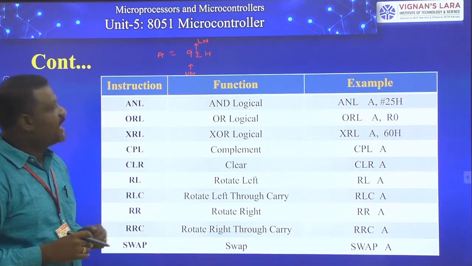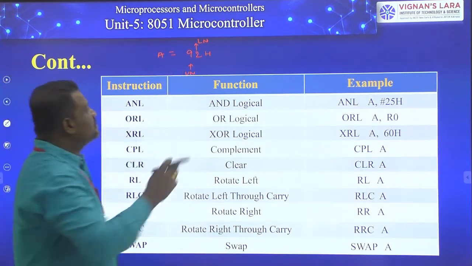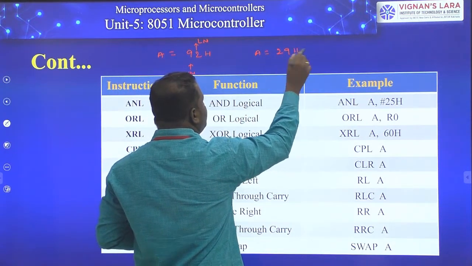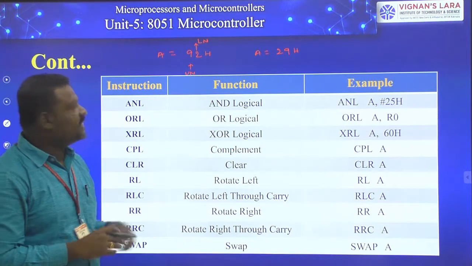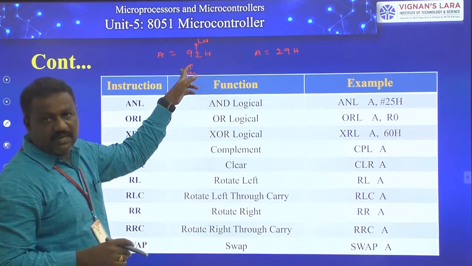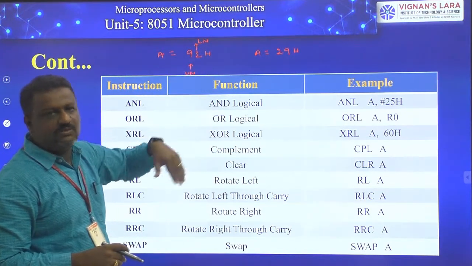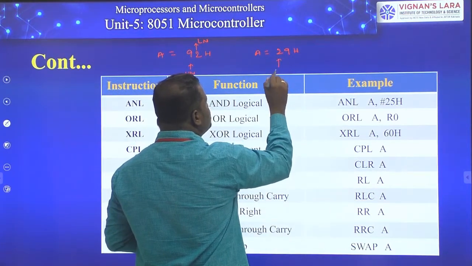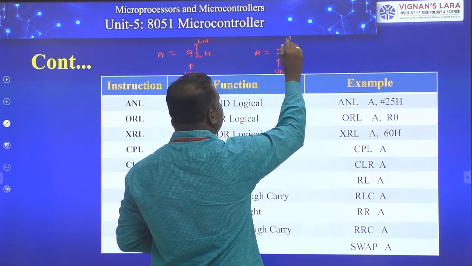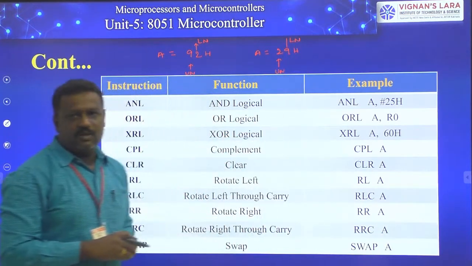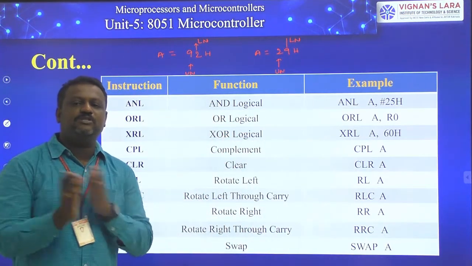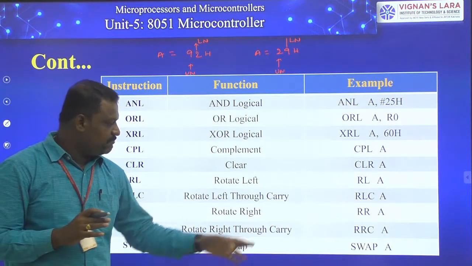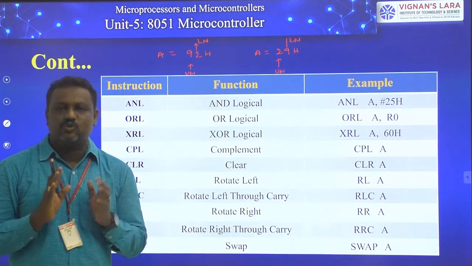After execution of swap, these nibbles are exchanged. That means after execution, your accumulator value becomes 29H. That means the lower nibble shifted to upper nibble and the upper nibble shifted to lower nibble. So after execution of SWAP A, this 2 becomes the upper nibble and this 9 becomes the lower nibble. Only the nibbles' positions were exchanged in the accumulator. So that happened by execution of the instruction swap.